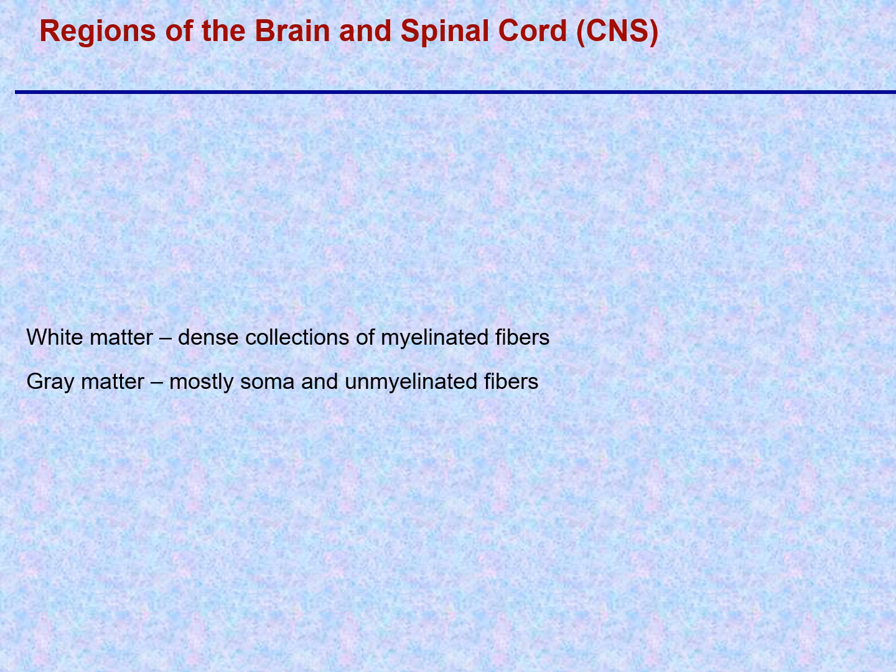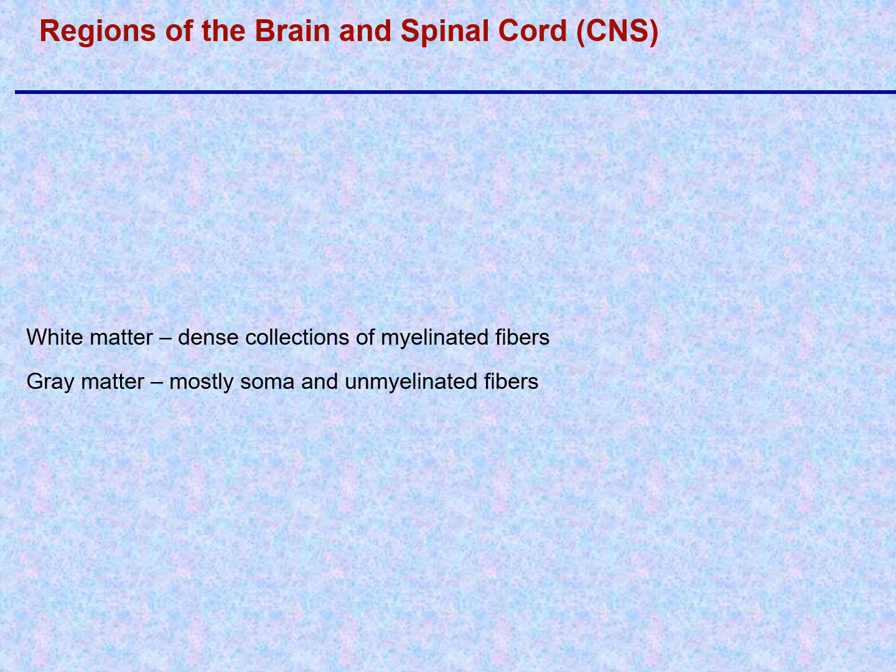Okay, in the central nervous system, in the brain and the spinal cord, you see areas that are called white matter. They're more whitish in color, and other areas that are called gray matter. And the white matter represents collections of many fibers or axons that are myelinated. Remember, in the central nervous system you have tracts. In the peripheral nervous system you have nerves.